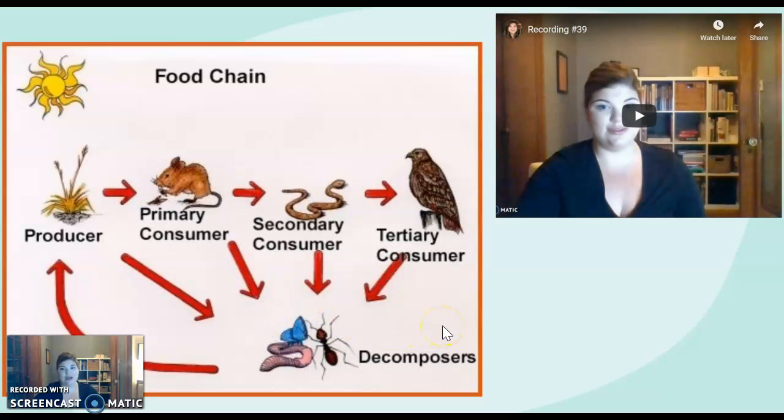Something that is often forgotten when we look at food chains is the fact that a decomposer can involve themselves in any level of the food chain. So at any point, a plant could die, a primary consumer could die, a secondary or tertiary consumer could die as well, and at that point, a decomposer would take over and harvest that organism and return raw materials to the earth.